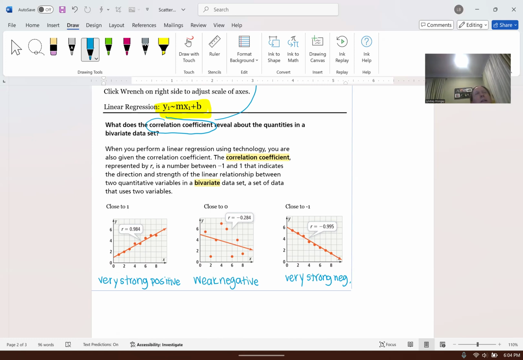And then maybe if it's like 0.7 something, you're like, there's a fairly strong positive. Okay, you can use other describing words there as well. But definitely the closer it is to 1 or -1, that's very strong. The closer it gets to 0, that's going to be pretty weak.